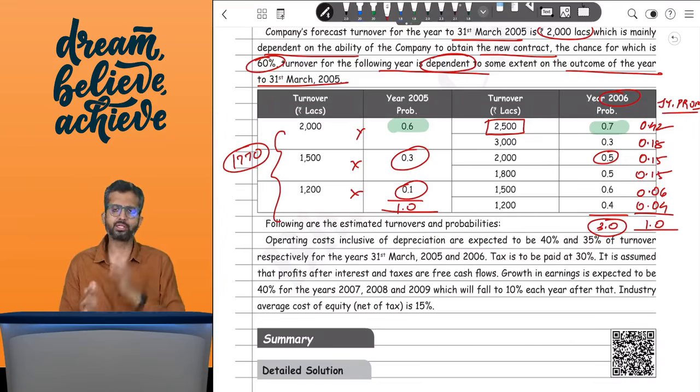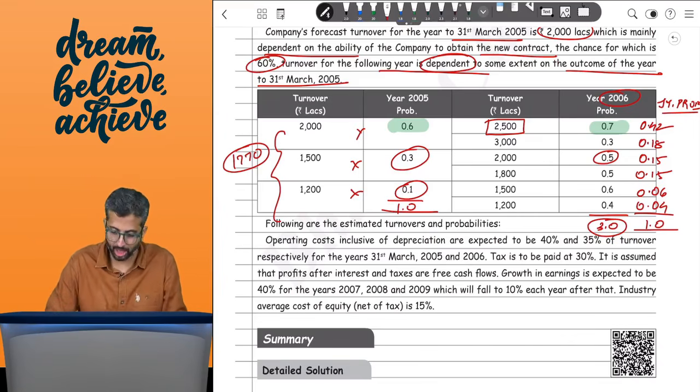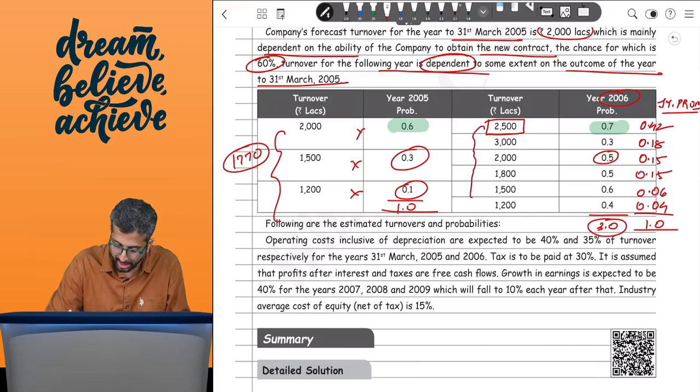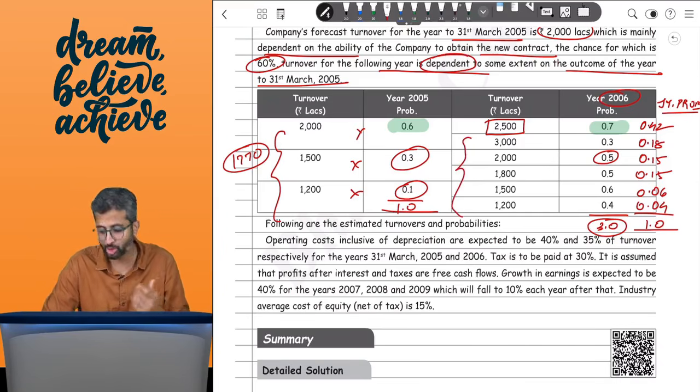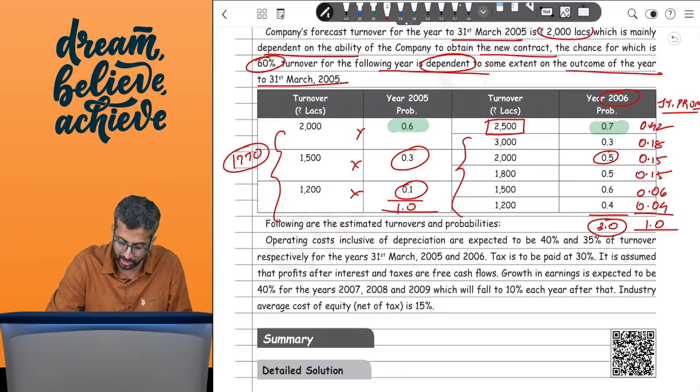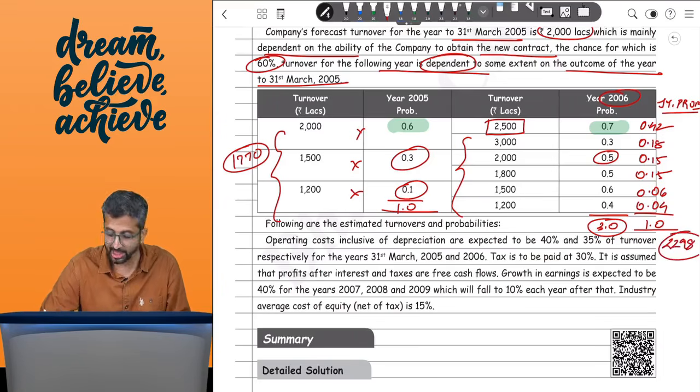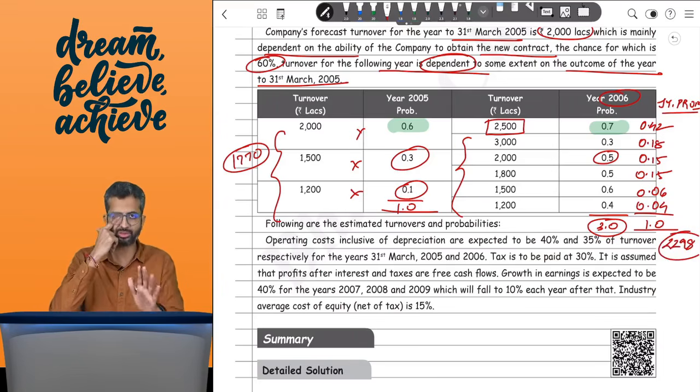Sorry, and in case we have to find the average turnover, that is considering all of these items. But while doing so, one needs to remember that the total of probabilities has to equal 1. So you will do 2500 into 0.42 plus 3000 into 0.18 plus, and so on. You will keep on doing this for all the items, and I think the answer comes to around 2298. That is the average turnover for the year 2006.